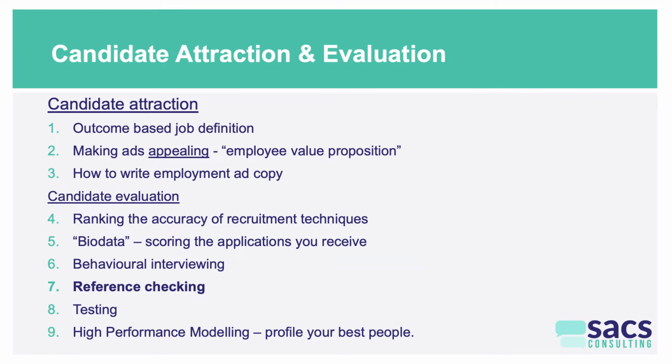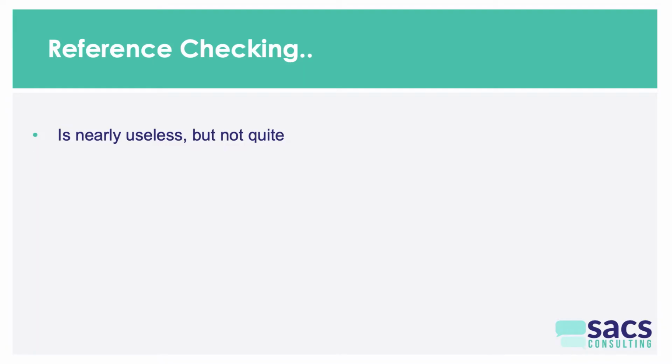Going back to ranking the accuracy of recruitment techniques, I commented that reference checks are really not very accurate, and in fact I said that they're about 7% accurate or 93% wrong. Now if you compare that with really accurate psych tests, you'll get 50% out of psych tests alone. Add good behavioural interviewing and you'll probably get 60% accuracy, something like that. So reference checking is nearly useless, but not quite. And that's what we say in this slide here.